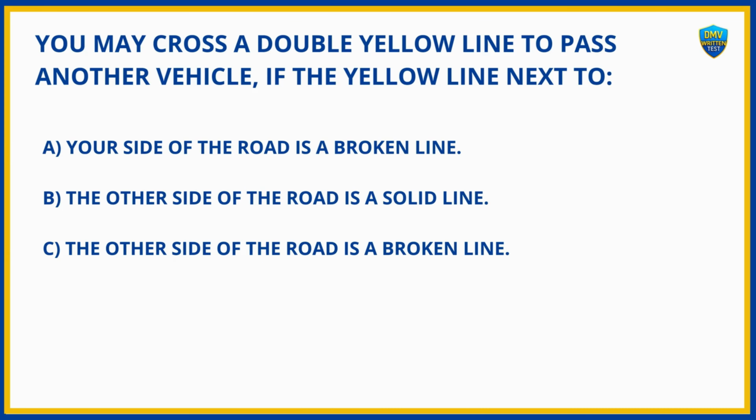You may cross a double yellow line to pass another vehicle if the yellow line next to your side of the road is A. A broken line. B. The other side of the road is a solid line. C. The other side of the road is a broken line. And the answer is A. Your side of the road is a broken line.